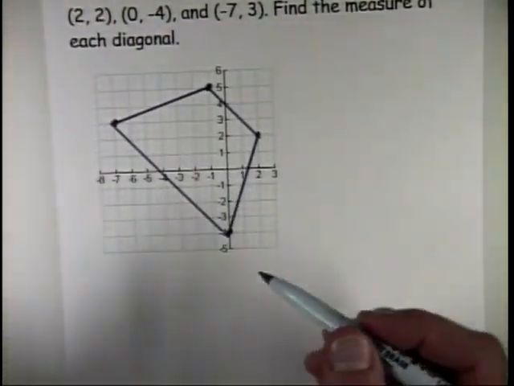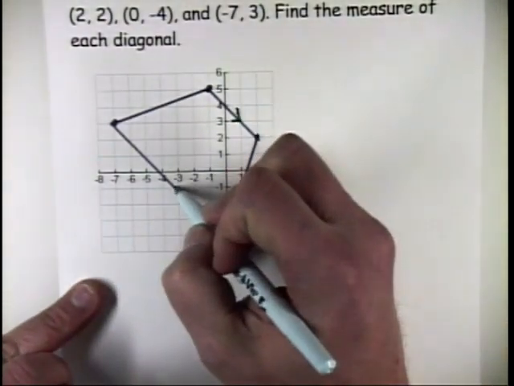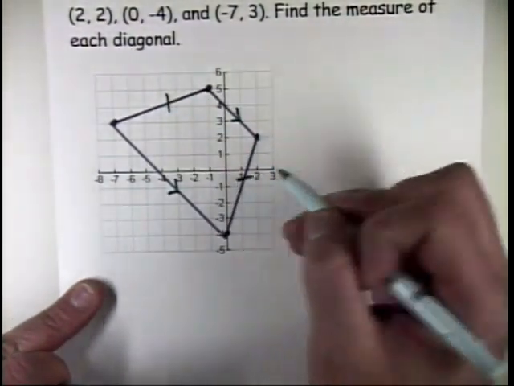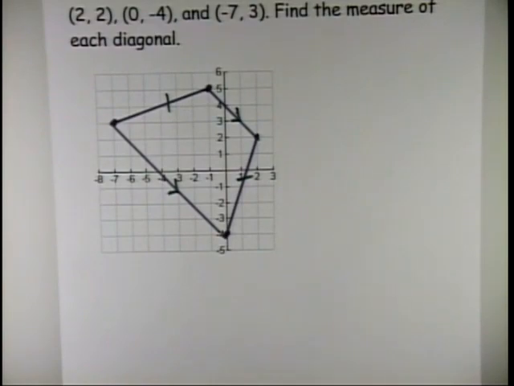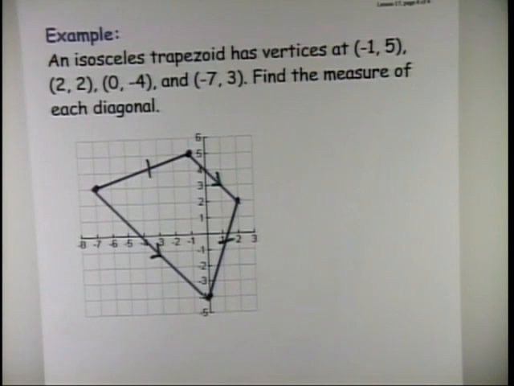So can you identify the parallel sides? Well, the parallel sides are going to be this one here and this one here. And so this must be the congruent legs. Now, we want to find the measure of each diagonal. Remember, this is an isosceles trapezoid. And in an isosceles trapezoid, the diagonals are congruent.